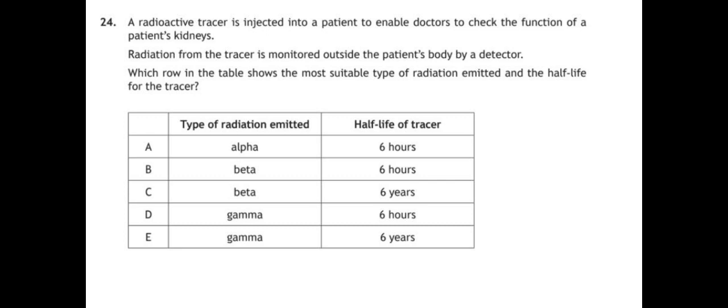The half-life of the tracer we want to be short because we want the radiation to be hazardous to the patient for as little time as possible. So we would rather use a half-life of 6 hours rather than 6 years. So the answer is gamma and 6 hours, which is answer D.